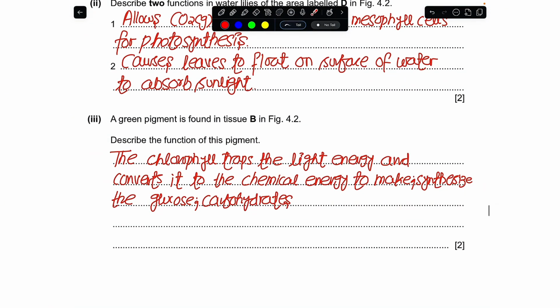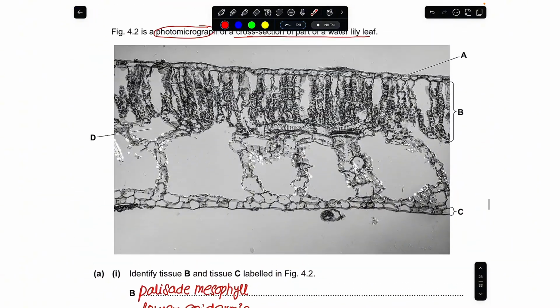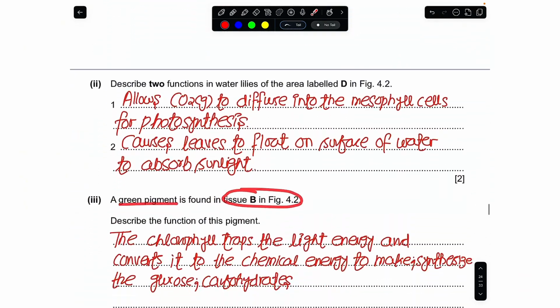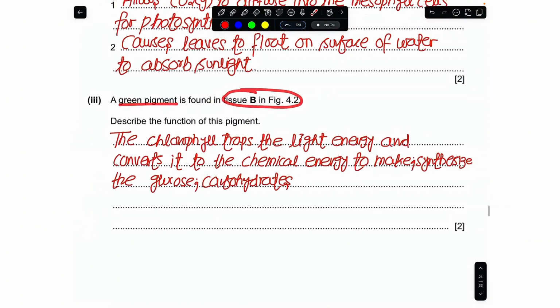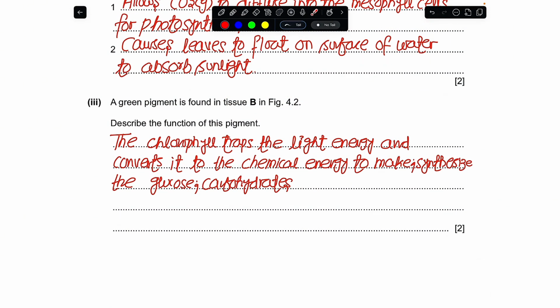And for the last part, for the total of 2 marks, they say a green pigment is found in tissue B, and the tissue B was palisade mesophyll cells. And the photosynthetic pigment that we have with them is chlorophyll. So they ask us to describe the function of the pigment. So we know that the chlorophyll traps light energy and converts it to the chemical energy that would make the glucose, or you could say it can make the carbohydrates for the plant.